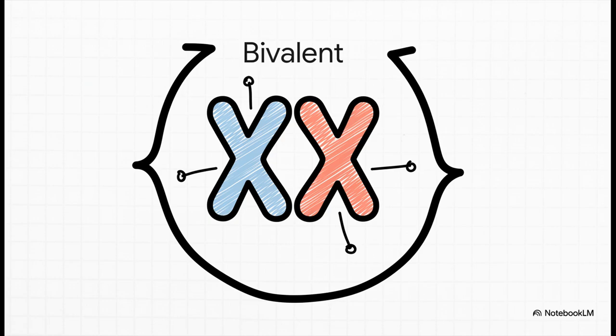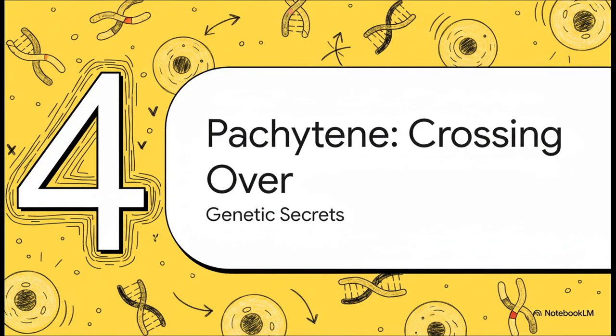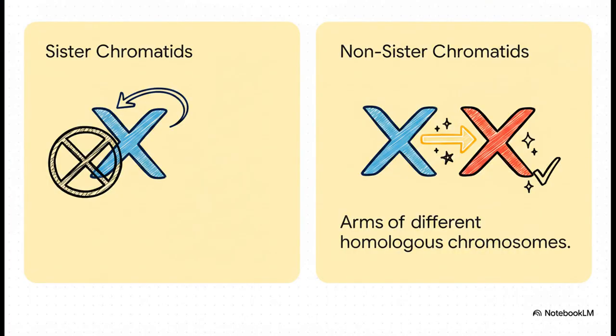Boom, math checks out. Moving right along to section 4, pachytene and crossing over secrets. All right, I'm going to slow the pacing down for a second here because this is it. This is the absolute most crucial stage of today's entire explainer, pachytene. If you understand pachytene, you understand why you look a little bit like your parents, but not exactly like them.